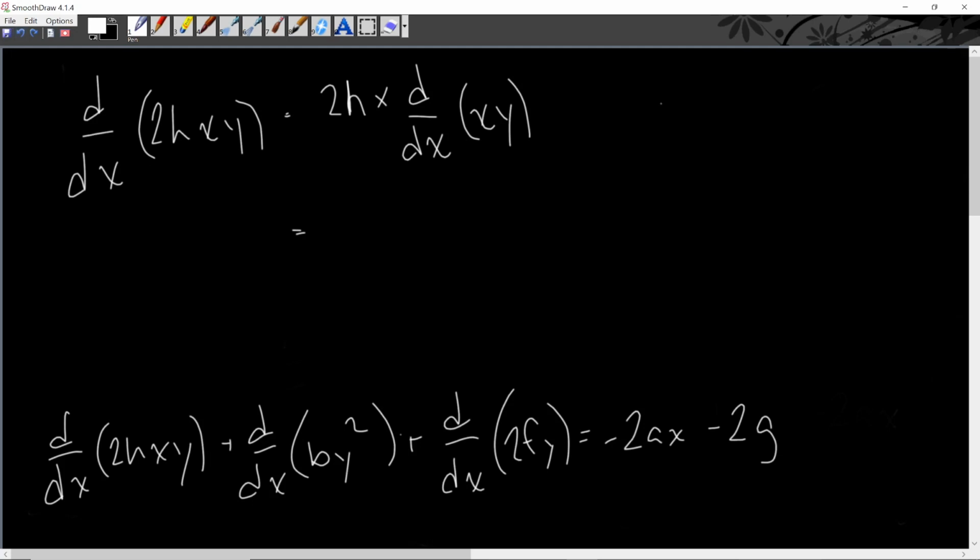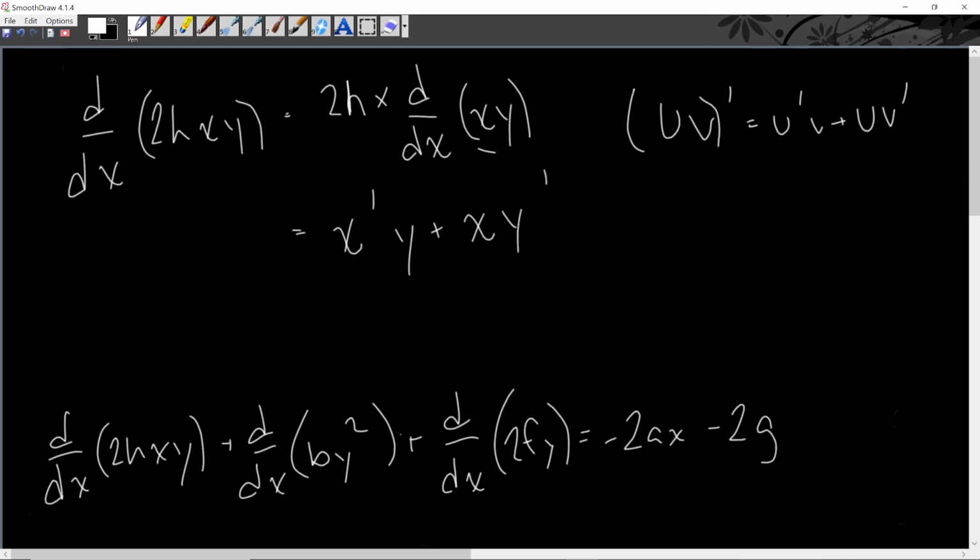We're going to have to do uv prime is equal to u prime v plus u v prime, and we're going to have to do the derivative of the first, which is x prime, times y plus x y prime. All right, and again, we said that y prime in this case is going to be dy dx. It's not actual y, but we're getting a little bit ahead of ourselves right now.